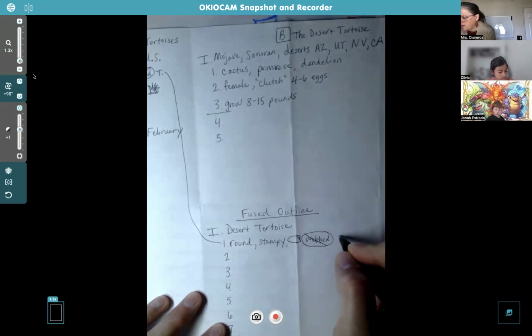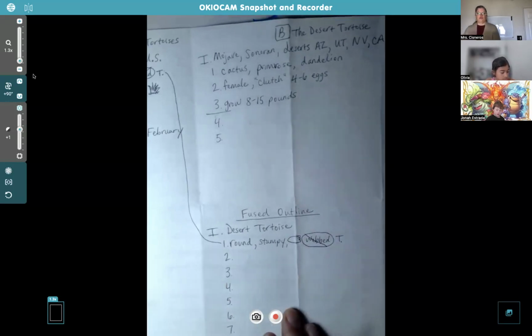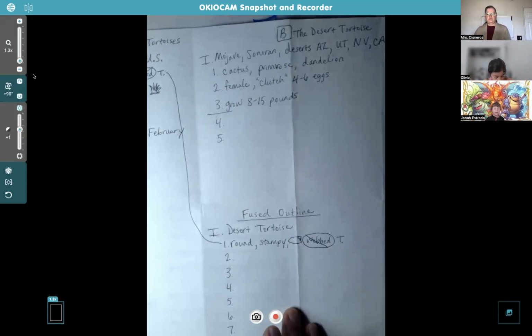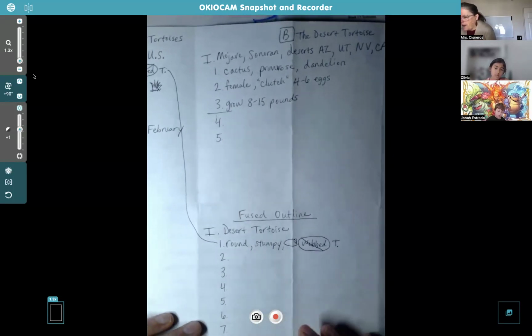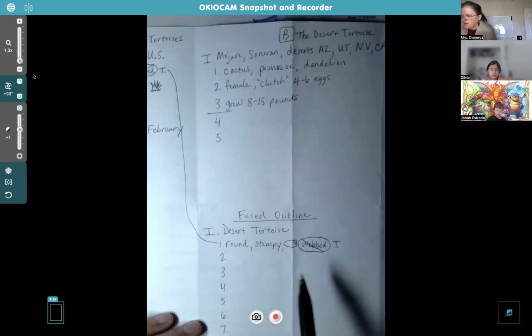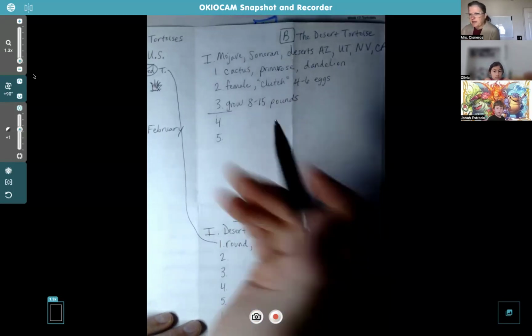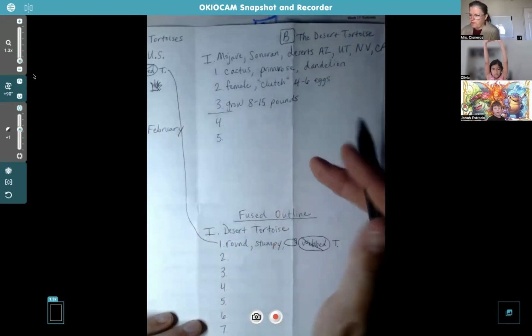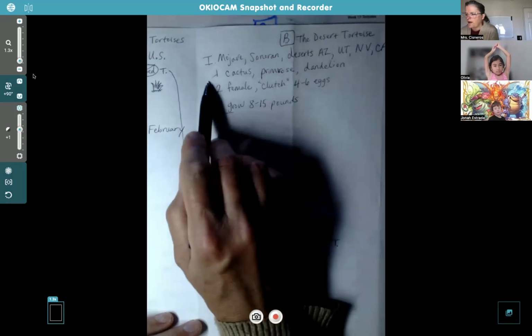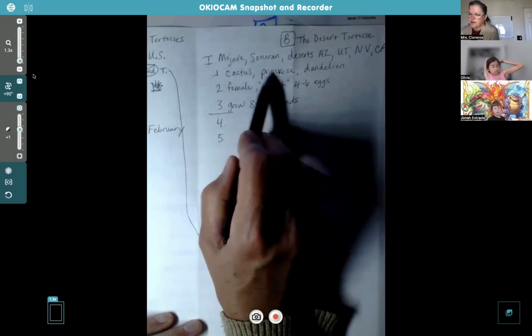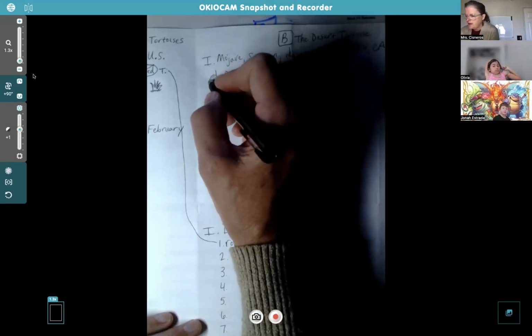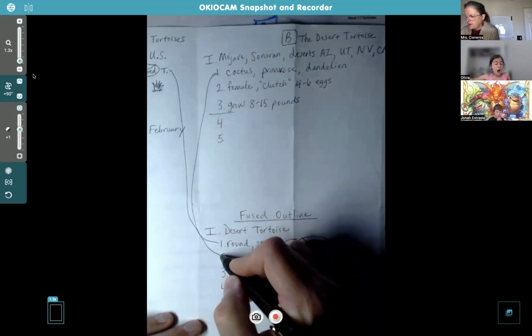It's not webbed like the turtle, T for turtle. Round stumpy feet. And then I like this part about what they eat from B. See how I'm kind of taking some from A and some from B? So I'm going to take that number one from B about the cactus, primrose, and dandelion, and I'm going to move that down here to number two.